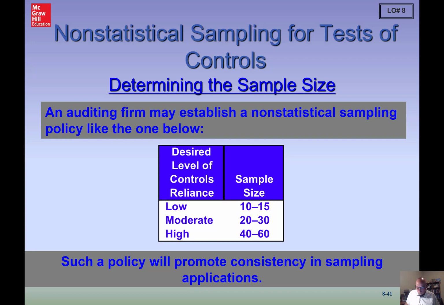I don't like that they use low, moderate, high, because that sounds like the assessment, and it's the amount of reliance. So this would be inverse to the control risk assessment. Just to make sure we're not talking about control risk assessment here, guys. We're talking about the desired level of control reliance, which means we would have a high control risk assessment if we're not relying on it much. Moderate, if we're going to rely on it moderately.